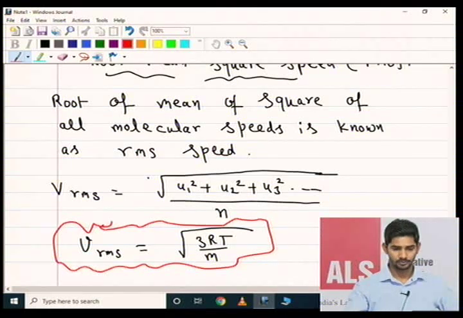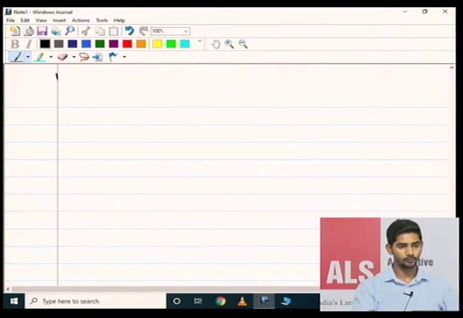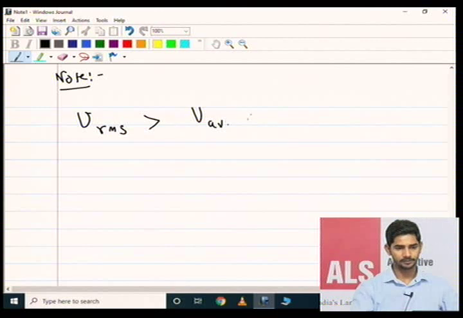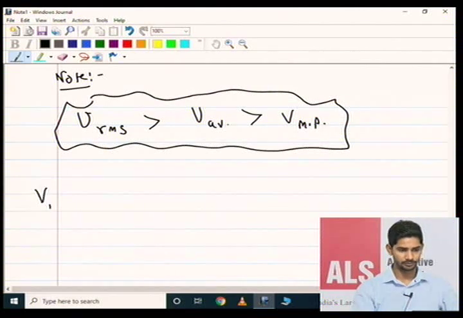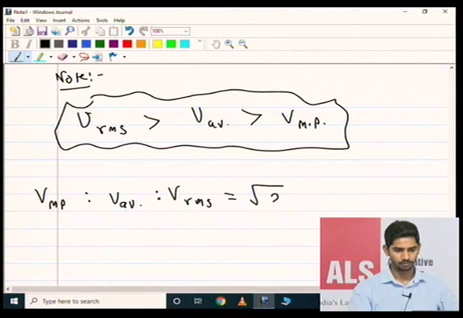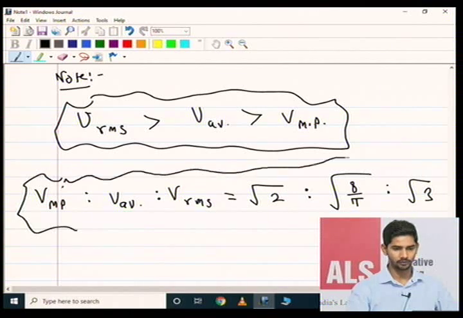Now, other than these three formulas, what do you have to remember? That VRMS is greater than V average is greater than V most probable. First important thing. And the second important thing is their ratios. Most probable to average to RMS is equal to what? Root 2 is to root of 8 upon pi is to root 3. The most important thing that you have to remember.